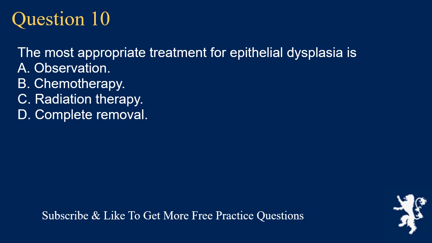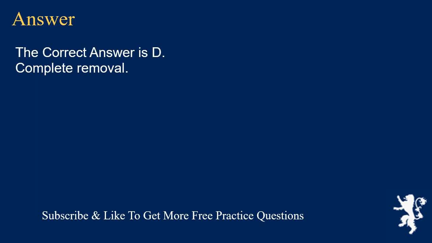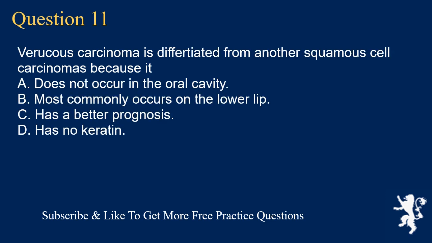Question 10. The most appropriate treatment for epithelial dysplasia is A. Observation. B. Chemotherapy. C. Radiation therapy. D. Complete removal. The correct answer is D. Complete removal.